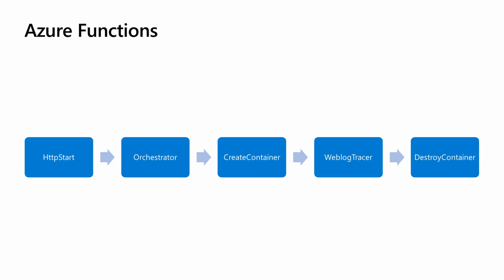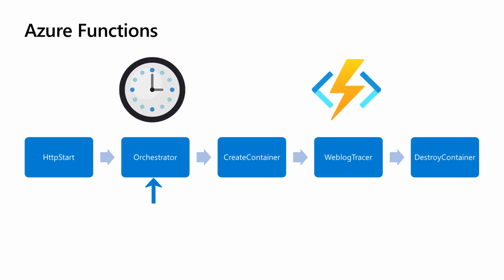The orchestrator will trigger the activity function create container, which will use the management SDKs to spin up a container group and container based on our unique run name in the request provided to the HTTP start function from the API. Once the create container completes, it passes the container group ID back to the orchestrator, which will wait for either A, 48 hours to pass, or B, for an event fired from the weblog tracer.